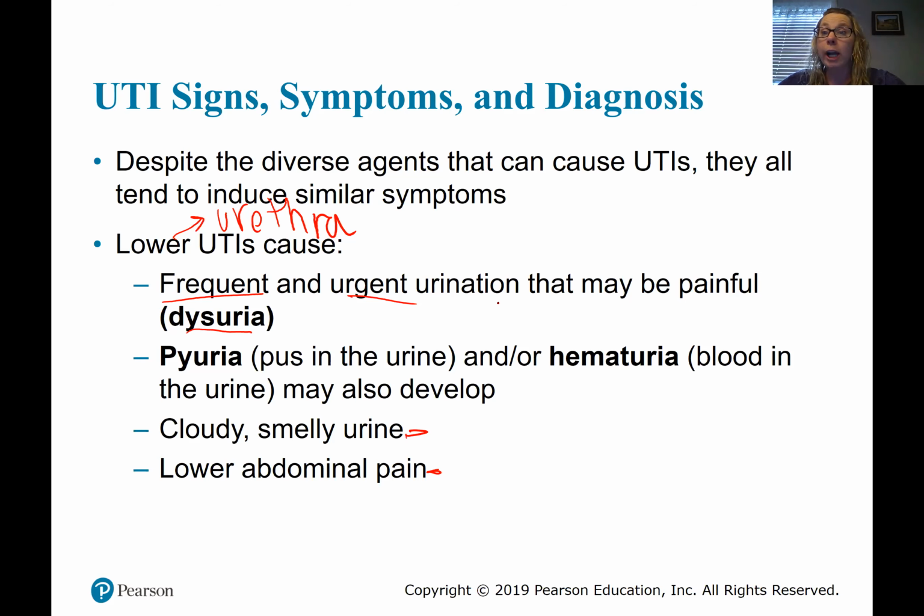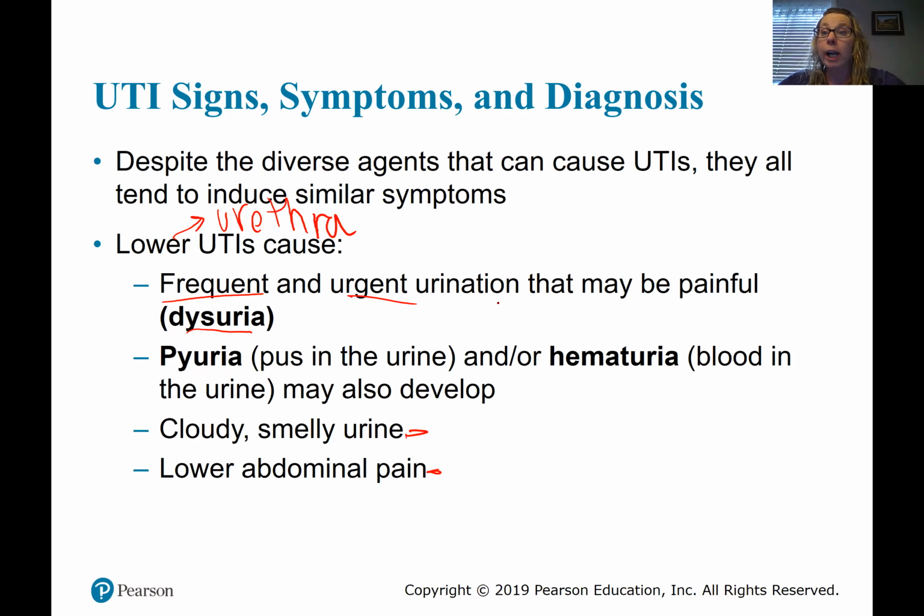Most common method for detecting a UTI is doing a urine sample and doing a dipstick test, and there'll be several things that they'll look for, but one thing is going to be white blood cell count. Okay, if it's elevated, there's probably something going on. And then also nitrite levels. If those levels are high, then there's a UTI going on.